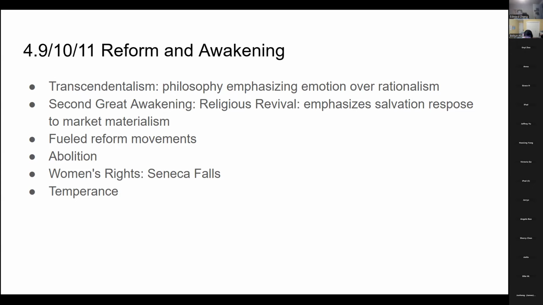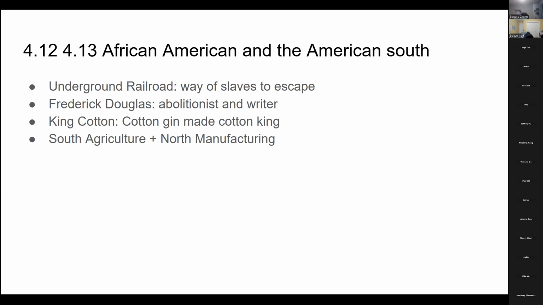Since these goods were being produced everywhere, this fueled reform movements, as we know, like abolition, which is the banning of slavery. Sorry, I got confused with something else. And then women's rights and the Seneca Falls Convention, as well as temperance, which is the banning of alcohol.